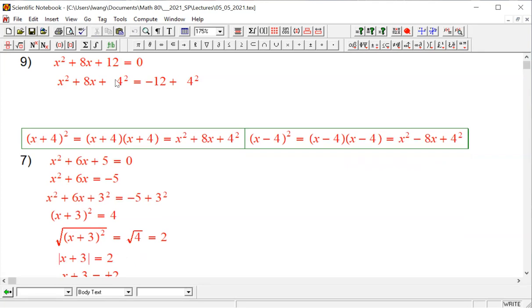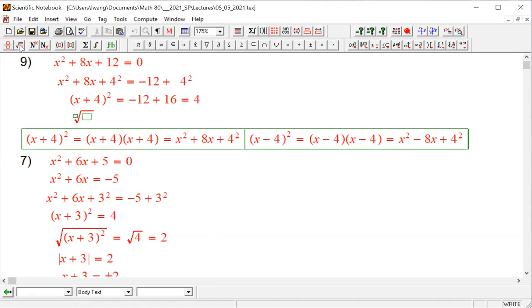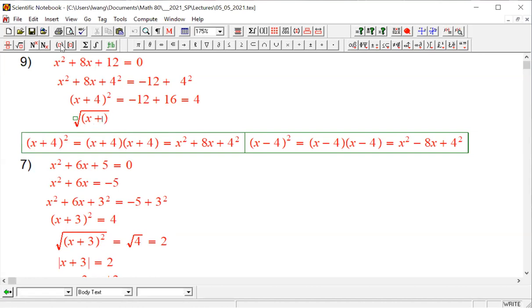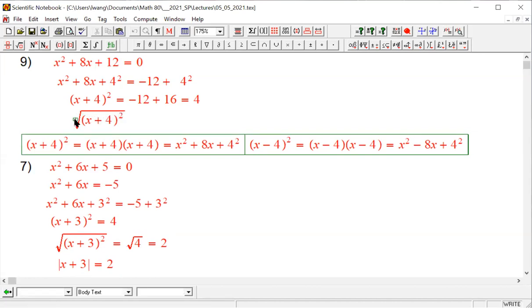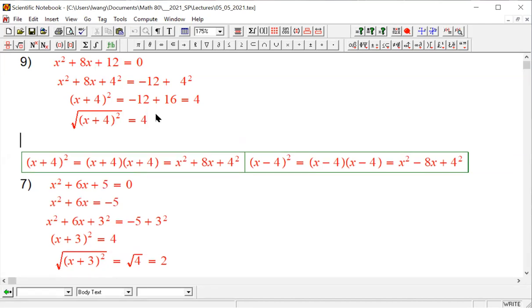Okay, so then what is that perfect square on the left-hand side? It's right here, it tells us. So it's x plus 4 squared equals negative 12 plus 16. That equals 4. Right? So then we're going to take the square root on both sides. And that equals 4. Square root of 4 is 2.